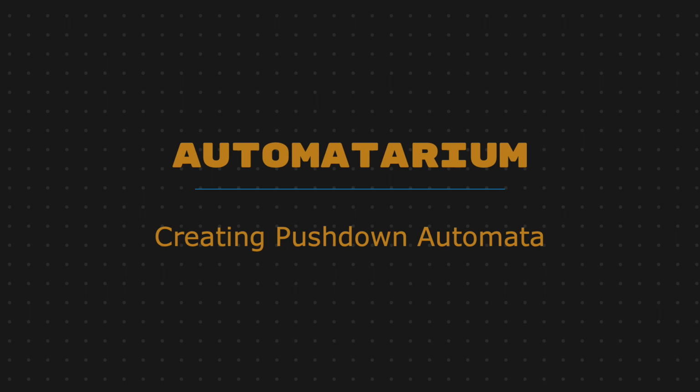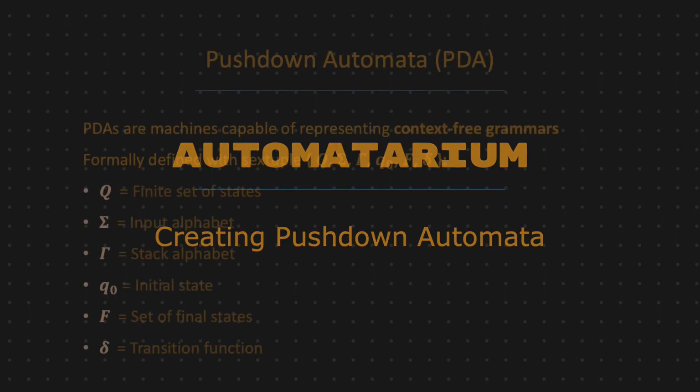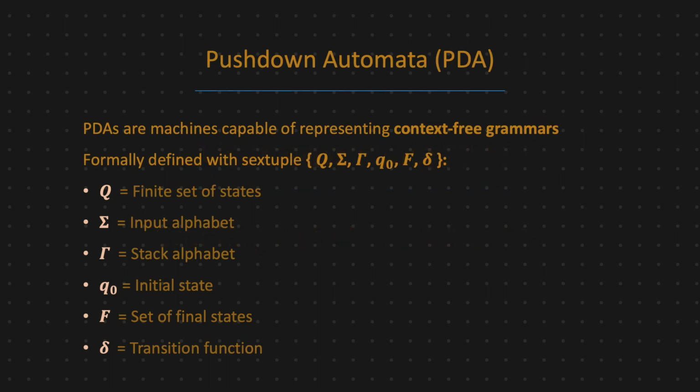In this tutorial, we'll learn how to create pushdown automata. Let's dive in. Context-free grammars are more powerful than regular languages. The essence of their power comes from a stack mechanism. In pushdown automata, or PDAs, the push operation places a symbol on the top of the stack, while pop removes it. Simply reaching the final state isn't enough for accepting an input string. The stack must also be empty.